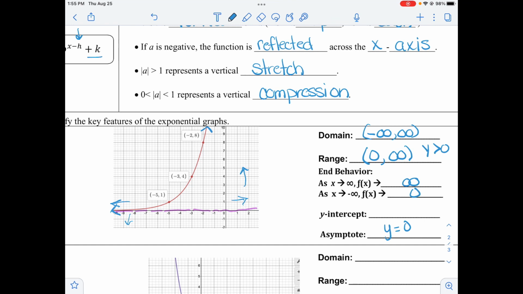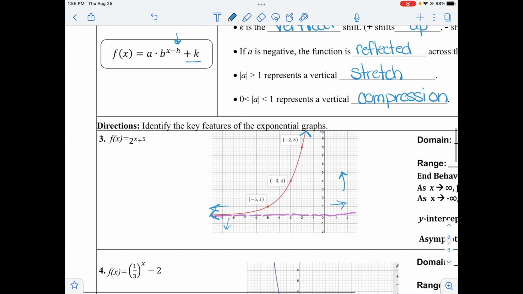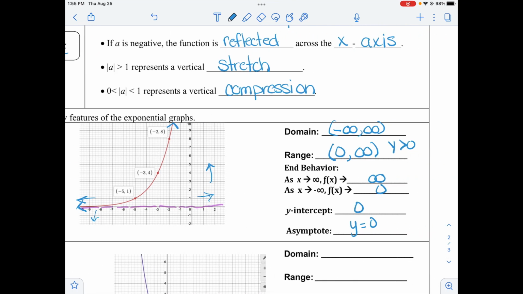Now, notice on this graph, we cannot see exactly where the y-intercept is, but remember, y-intercept is always when the x value is 0. So we can easily plug in to our formula 0 for the x plus 5. So we end up with 0 plus 5 is 5. So that is 2 to the 5th. And if we remember our exponent rules, 2 to the 5th gives us 32. So we know that our y-intercept is (0, 32).